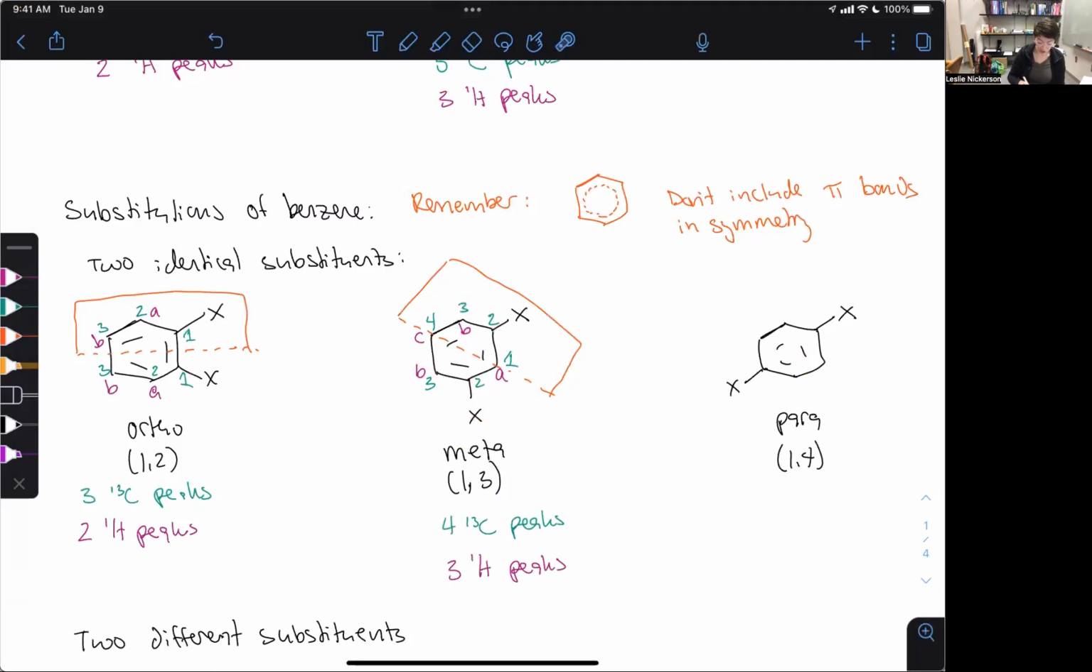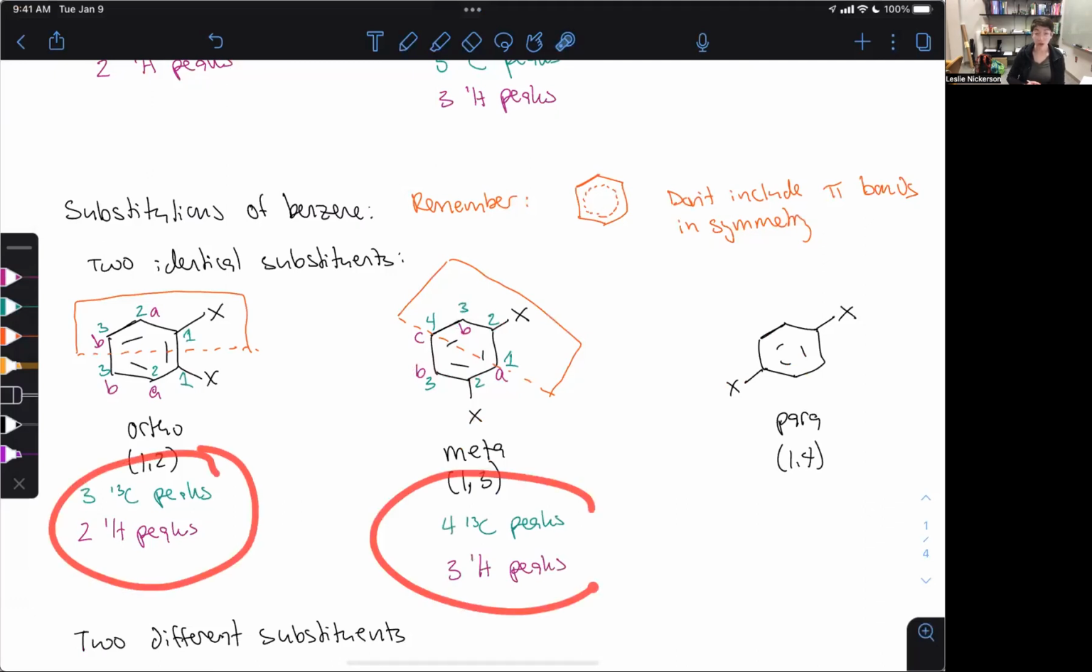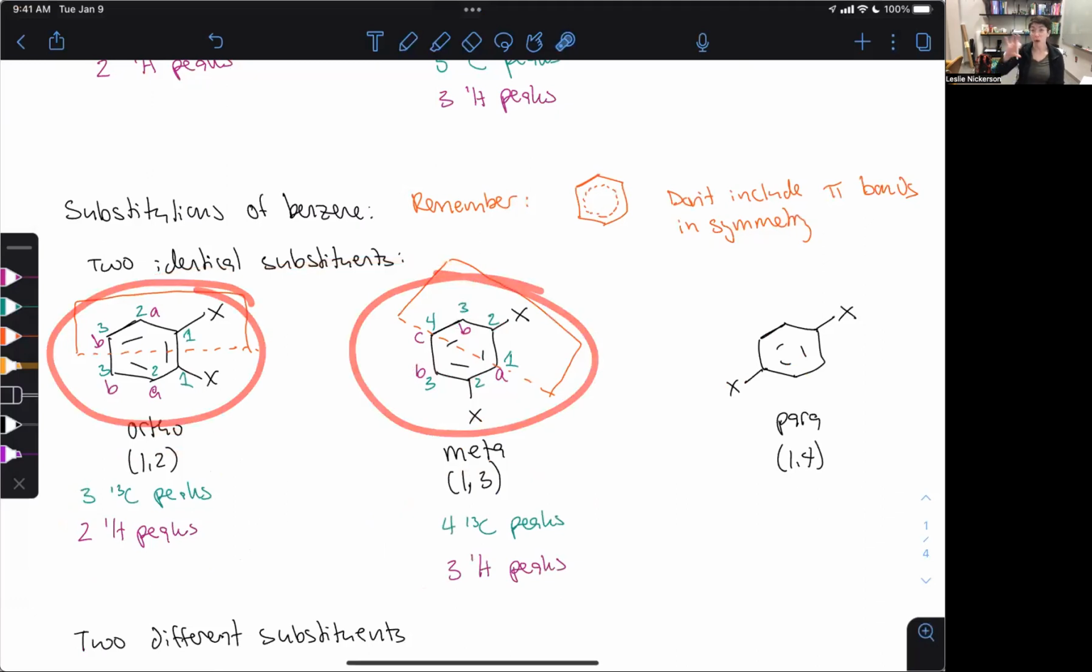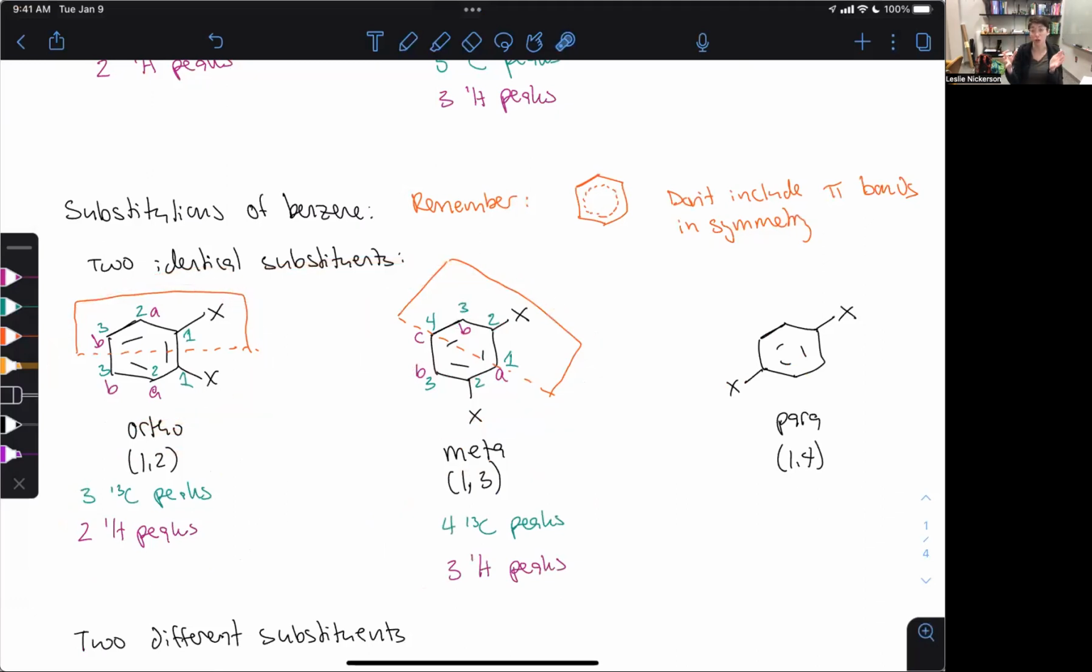Okay, so you can already start to see how powerful this is. Just using symmetry and counting the number of peaks you have, you can identify what kind of substitution you have on a benzene ring. And that's just by counting. It's not by any intense analysis or anything like that. Okay, so let's look at our para substitution.